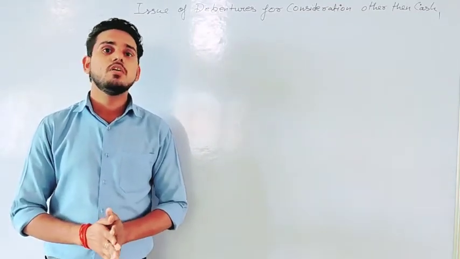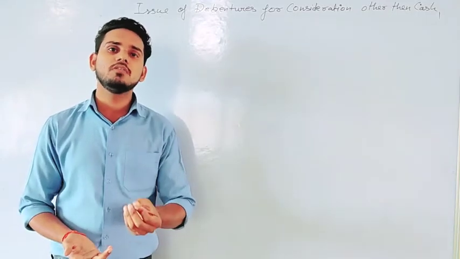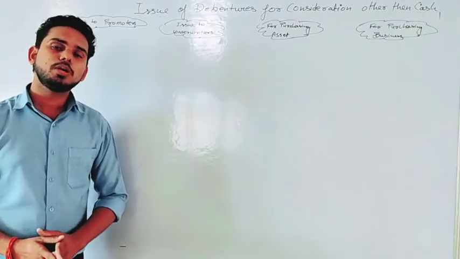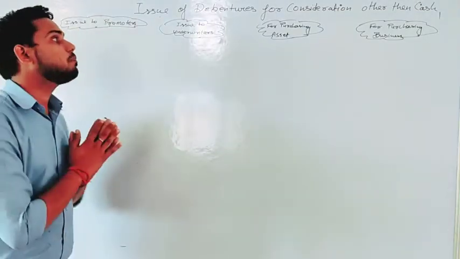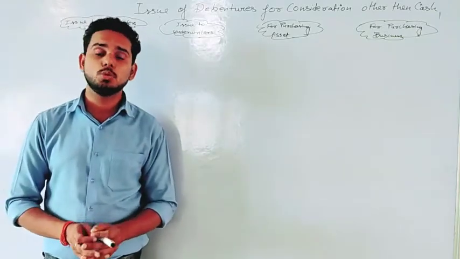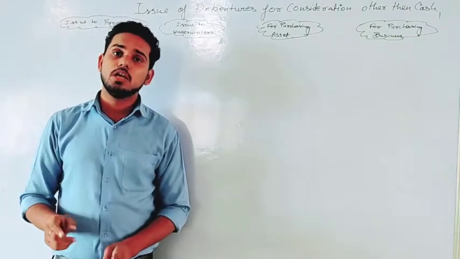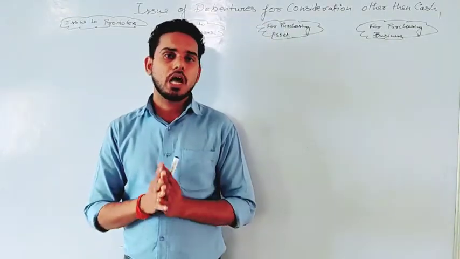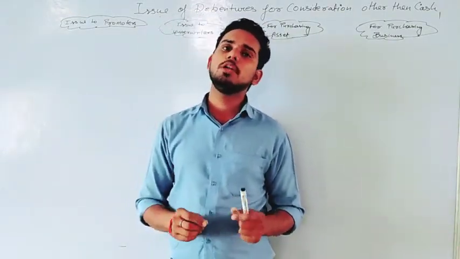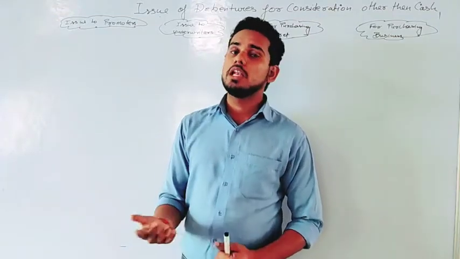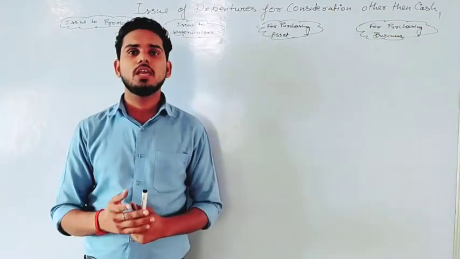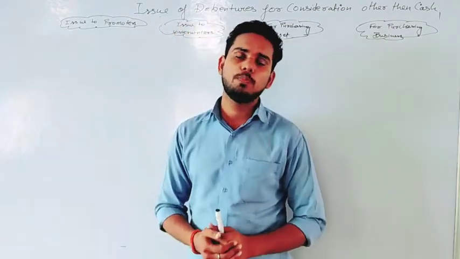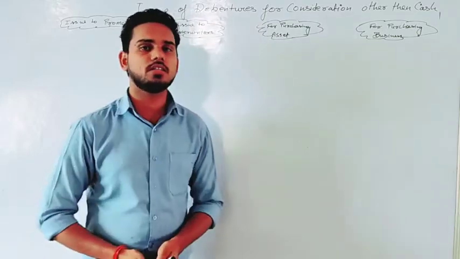So firstly let's see what are the things which the company wants in return for these debentures. Okay, so you can see on the board I have written the 4 possibilities related to issue for consideration other than cash. The first situation here is issue to promoters. Promoters are the people who help the company to get incorporated. So in return for their service, the company can give them some debentures. That is issue of debenture to promoters for consideration other than cash.